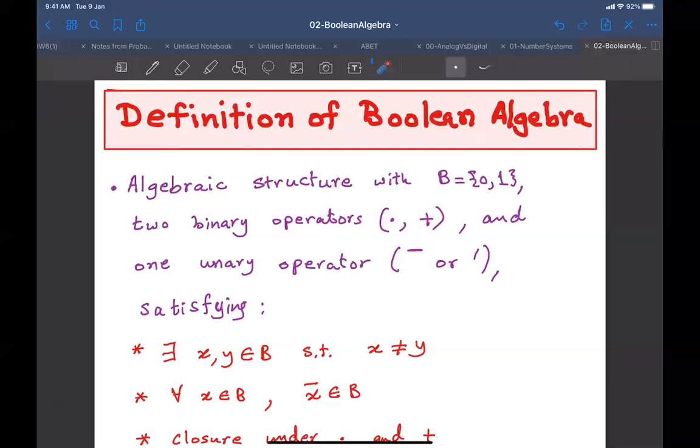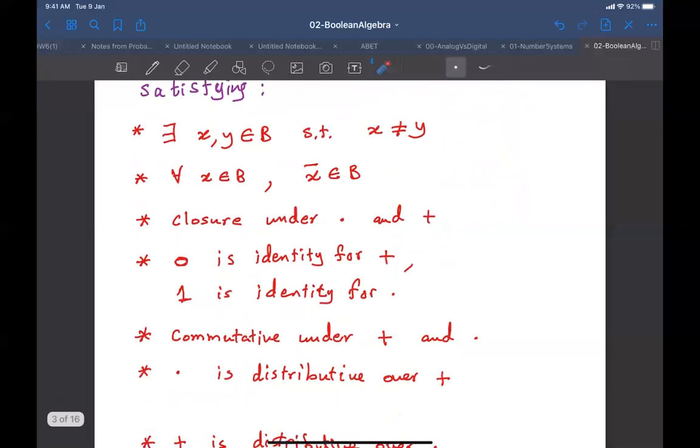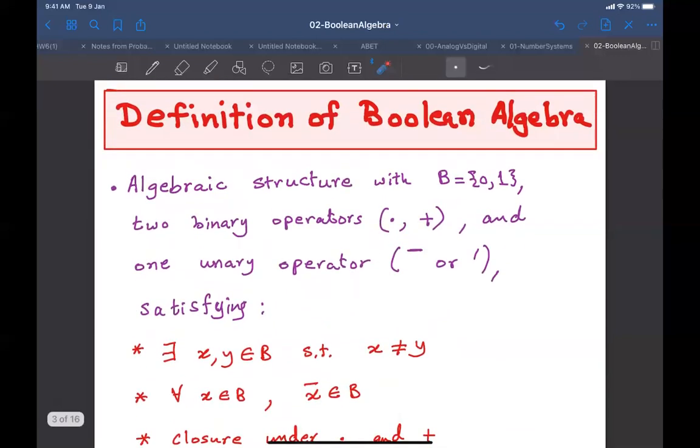So if you have these 3 things here, 2 binary operators, and 1 set with 2 elements, and 1 unary operator that satisfy these properties here, then we call this Boolean algebra. This is by definition. So what are the properties that are satisfied? First of all, the easiest property is that there exist 2 elements in B that are not equal to each other, which is satisfied by default. In Boolean algebra, we have 0 and 1. So 0 does not equal 1.